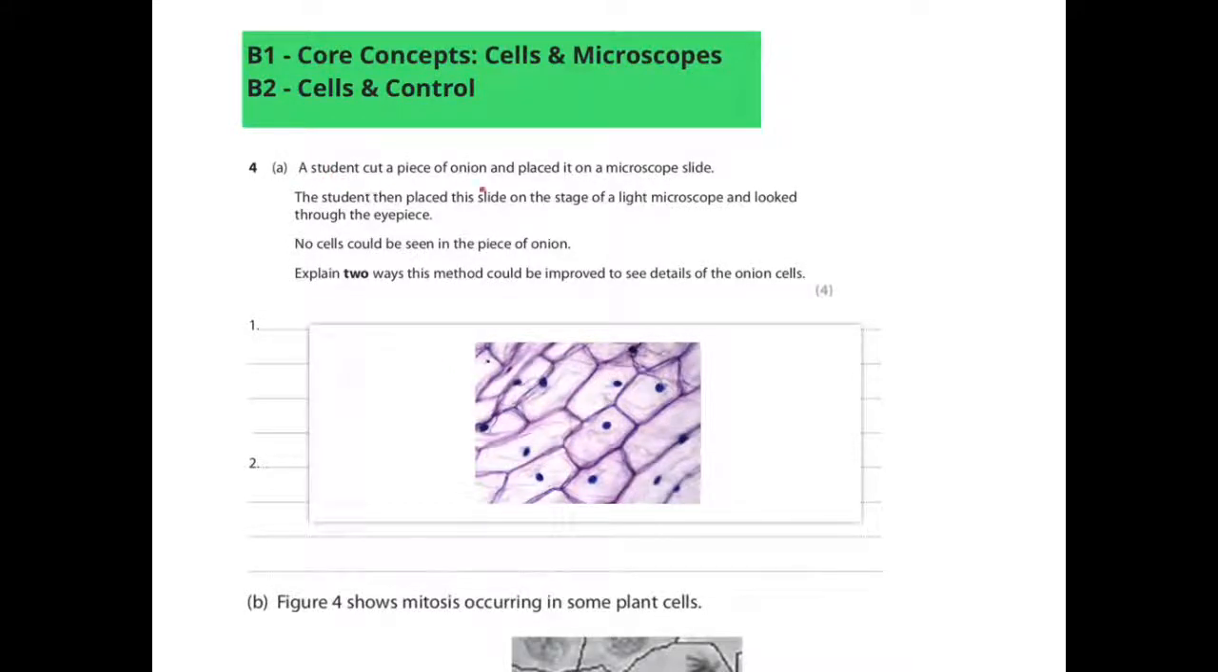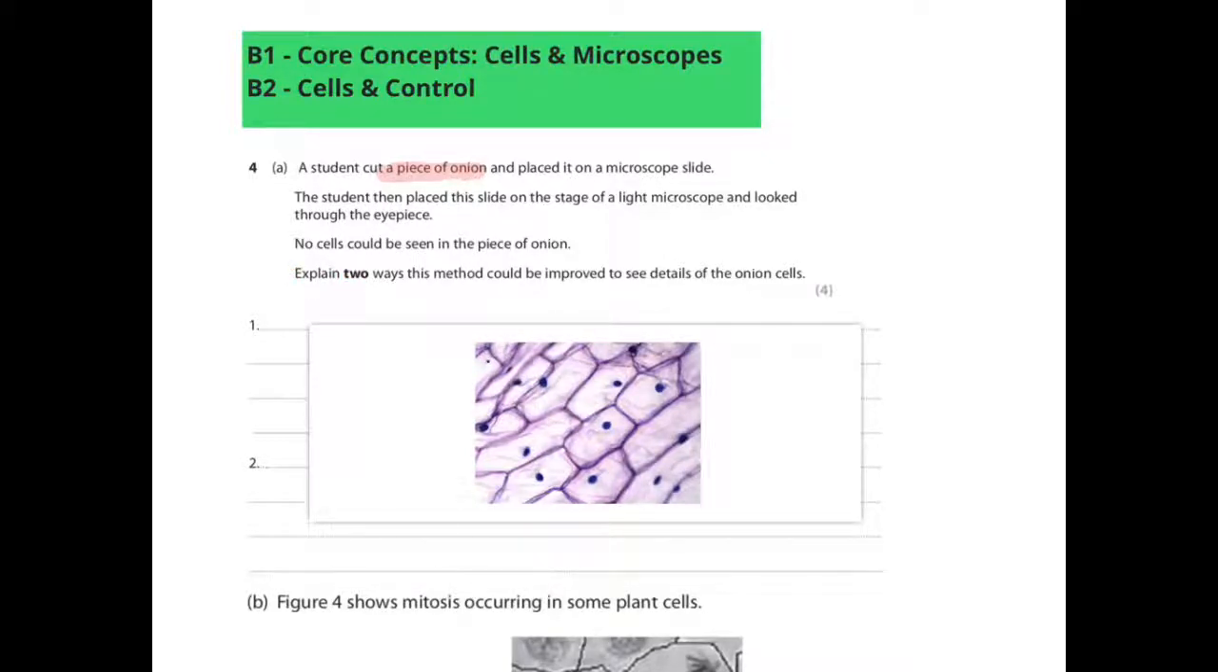A student cut a piece of onion and placed it on a microscope slide. The student then placed this slide on the stage of a light microscope and looked through the eyepiece. No cells could be seen in the piece of onion. Notice how they say a piece of onion, not a thin slice.